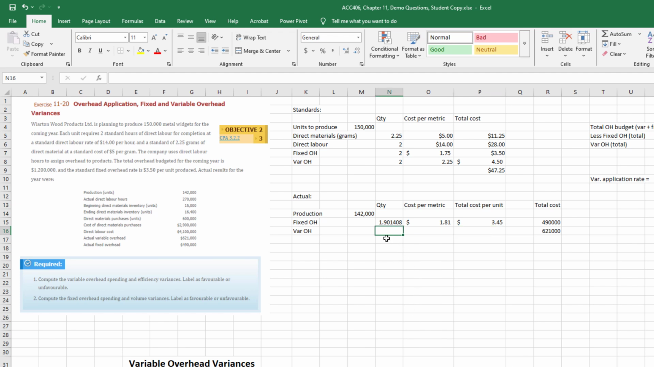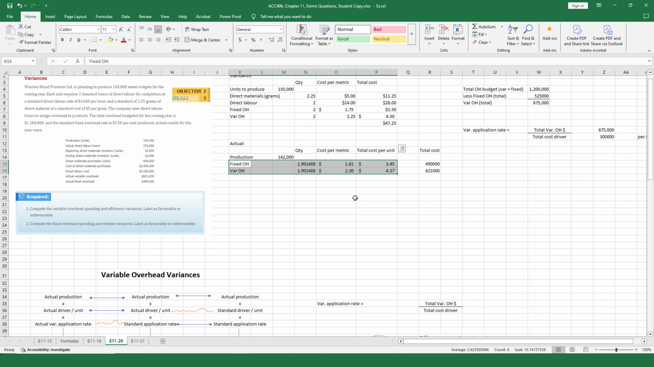Do the same thing here. Variable overhead hours is going to be identical to the fixed. I'm going to calculate it in the exact same way, so no need to recalculate it. I know how I'm going to calculate this. Total variable overhead dollars divided by total cost driver, all actual: 621,000 divided by 270,000 actual direct labor hours is equal to $2.30. There we go. And the total is going to be $4.37. We now have all the standards and all the actuals.